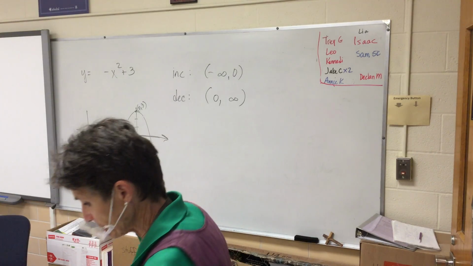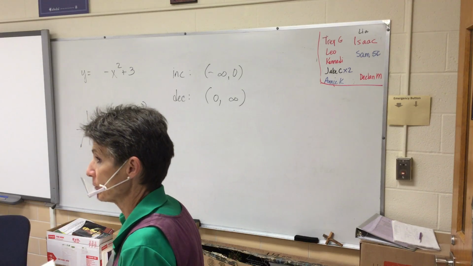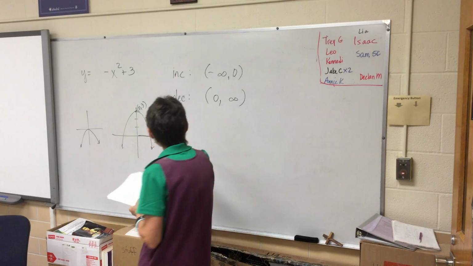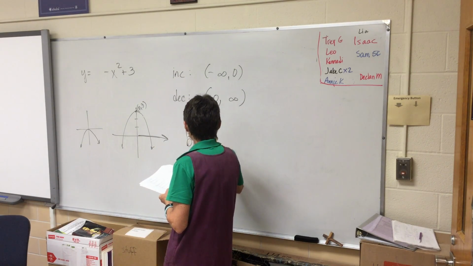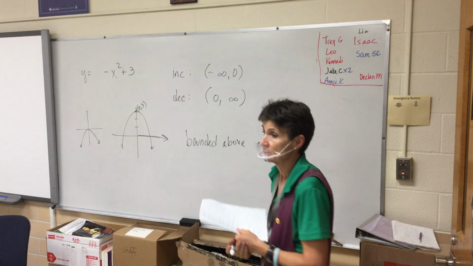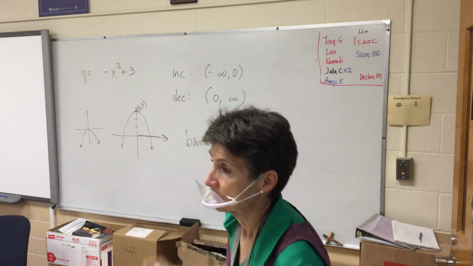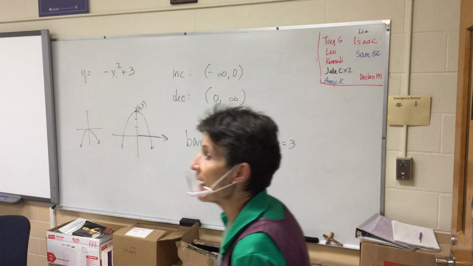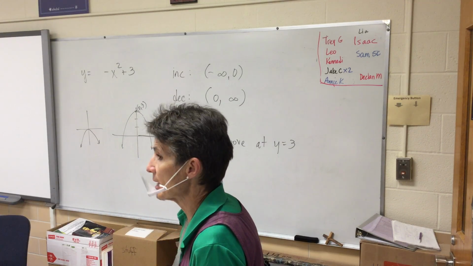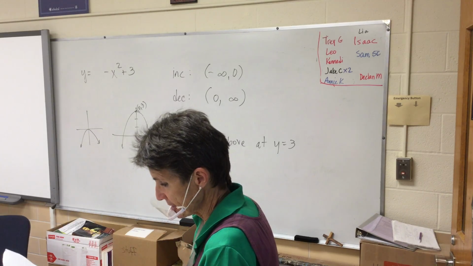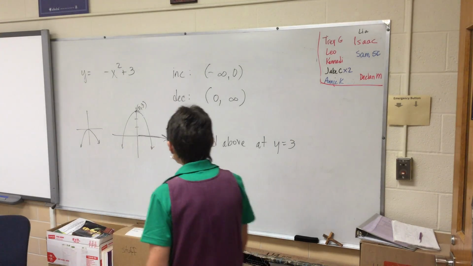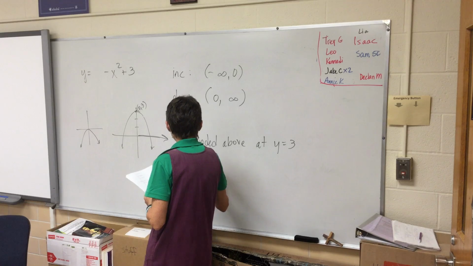All right, would you say it's bounded above, bounded below, and bounded in general? Is it any of those things? It is definitely bounded above at y equals 3. That's like the ceiling. Does it have any asymptotes? No. It just keeps going. Nothing hems it in. Does it have a maximum or a minimum? Maximum. It has a maximum at the point 0, 3, right?